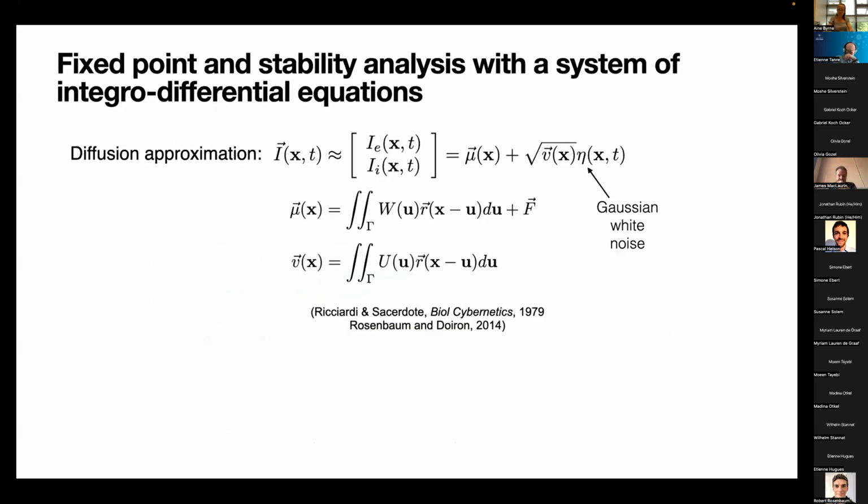So first, let's think about how to analyze the fixed points and the stability in these networks. Recurrent spiking networks can be a little bit tricky to analyze very rigorously. So we take what's called a diffusion approximation. The idea is to treat the input. I here is the input to a neuron at location x and time t. Remember, x is a vector in two-dimensional space.